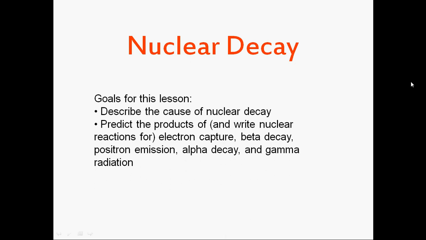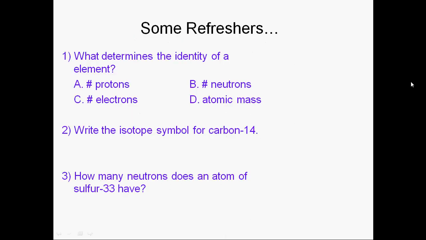So let's get started. Now first, in order to be able to actually do this stuff, you need to remember some stuff about atomic structure and some notation that we use. So a few refresher questions for you. First, what is it that determines the identity of an element? What is it that all carbon atoms have in common or all sulfur atoms have in common, for example? So that's the first thing.